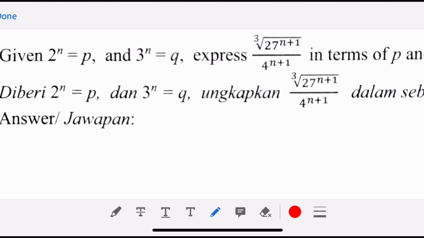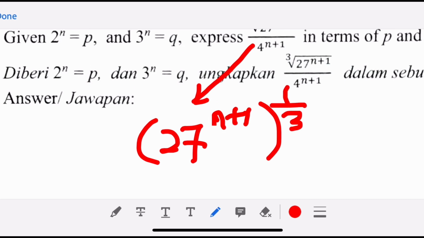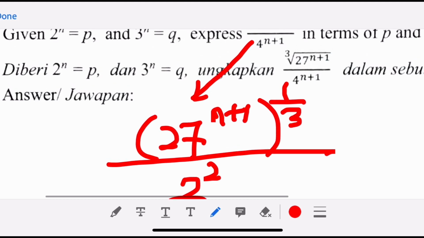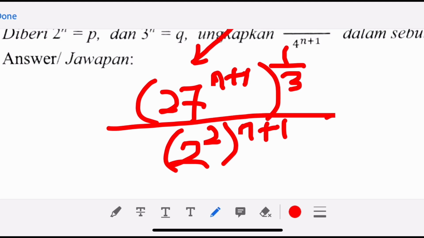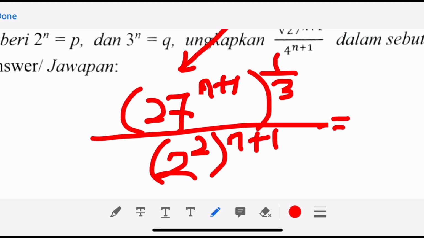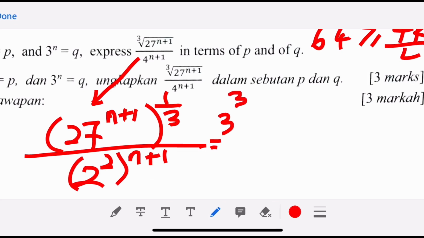So, okay, now by looking at what is given, 2 power n equal to p, 3 power n equal to q, we need to modify the question until we can see what is given, 2 power n and 3 power n. Okay, now let's start with the cube root, which is power 1 over 3. So when you see 27, it is 3 power 3, right? 3 power 3 times n plus 1 times 1/3. Okay, so you have to multiply. Now let's see, we have 3 power 3 for 27, n plus 1 times 1/3.